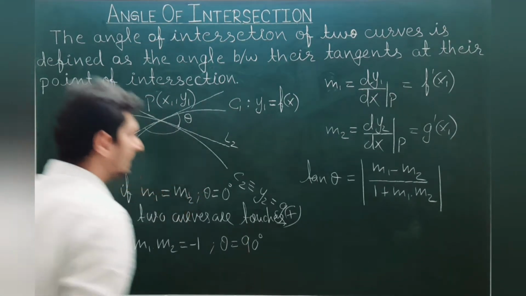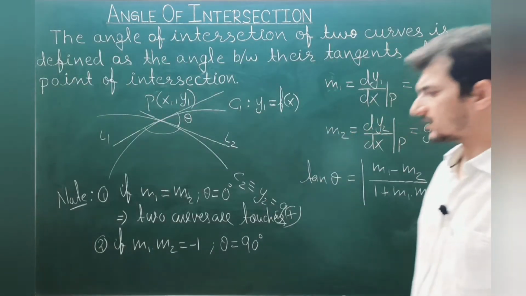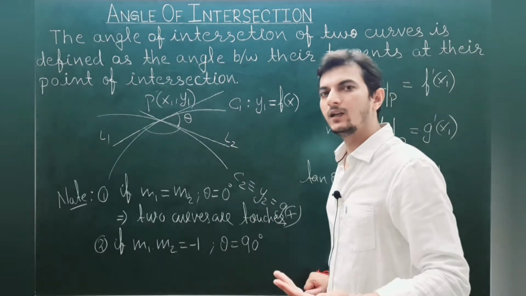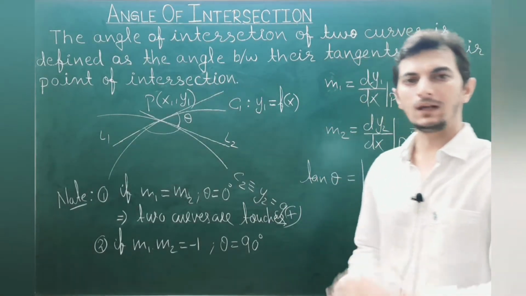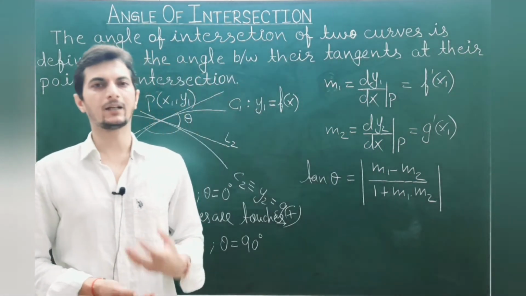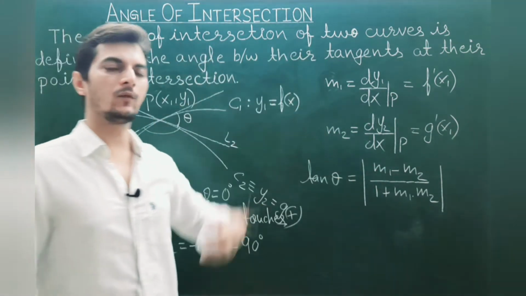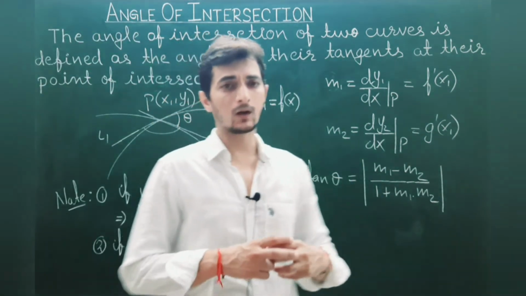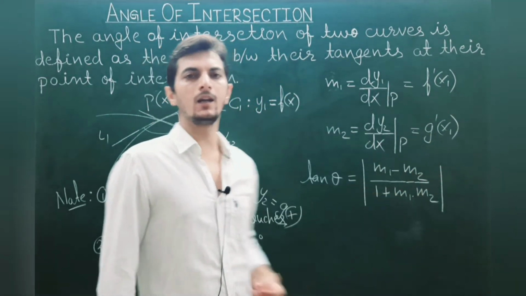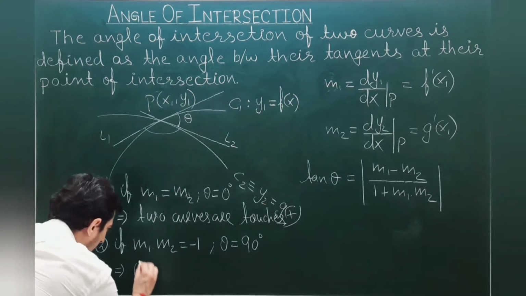Angle between them is 90 degree, and in this case we have a special name for this. When the curves intersect at 90 degree, we call them orthogonal curves, right? Orthogonal curves, or we say that the curves are intersecting orthogonally. I hope you can recall this from the angle of intersection of two circles, or the circles intersecting orthogonally, the part that you have already studied in class 11th, right? So it implies that the curves are orthogonal.